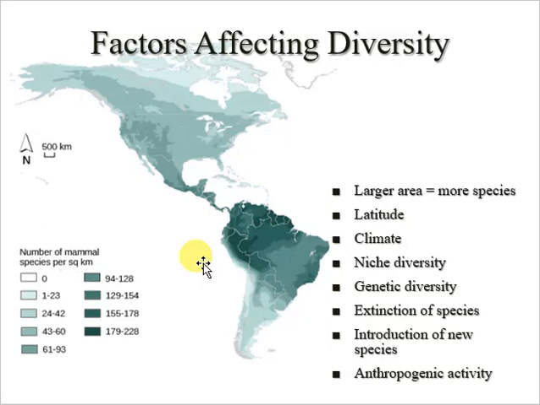But other factors are niche diversity, genetic diversity, and introduction of new species. It could be an invasive species that's introduced, which may drive out or cause the extinction of other species, and that's going to affect diversity, as well as anthropogenic activity, which will cause various disturbance events, which may or may not cause extinction of species, but also could allow for the arrival and colonization of new species.